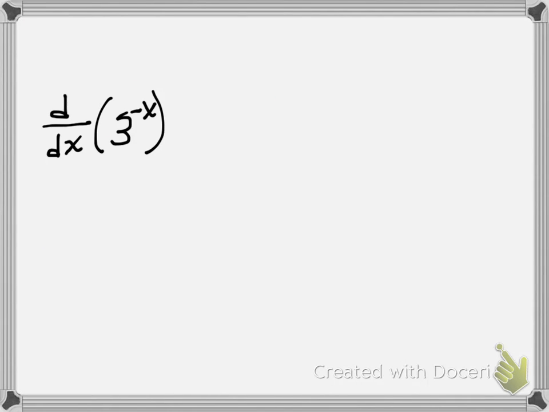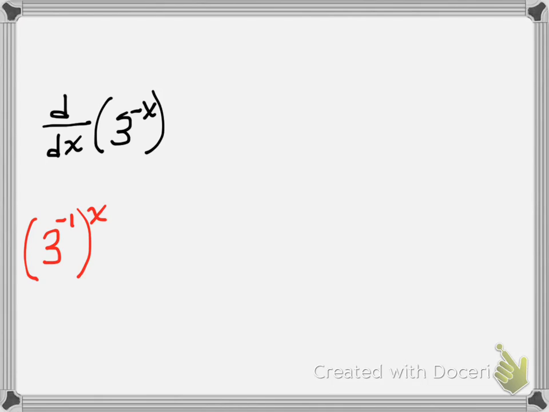And last, we want to find the derivative of 3 to the negative x. Right now we only have a formula for the derivative of a to the x. We do not have a formula for a to the negative x, so we need to make it look more like what we know. So in order to do that, we might think about 3 to the negative x as being 3 to the negative 1 to the x power.